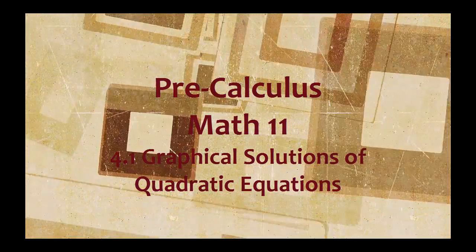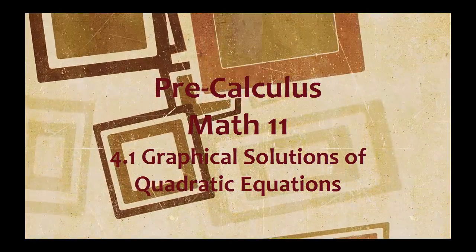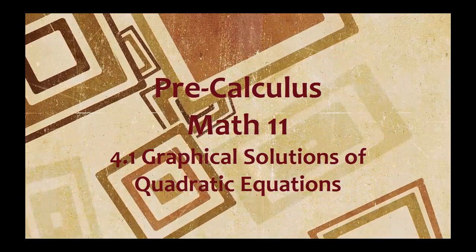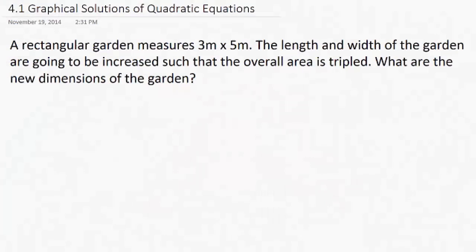Today, chapter 4, Quadratic Equations, section 4.1, Graphical Solutions of Quadratic Equations. So we looked at the problem in class of the rectangular garden measuring 3 meters by 5 meters, and the length and the width meant to be increased in a way such that the overall area is tripled. And we want to find what the new dimensions of this garden will be.